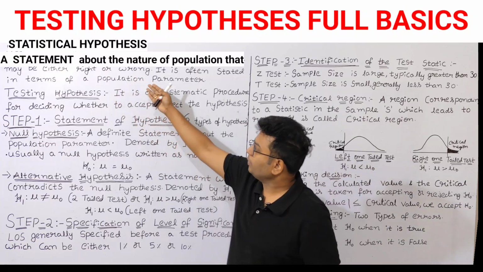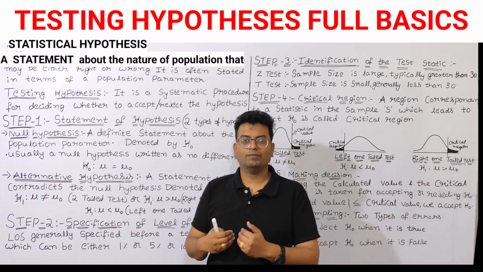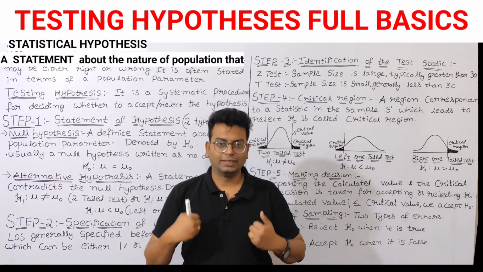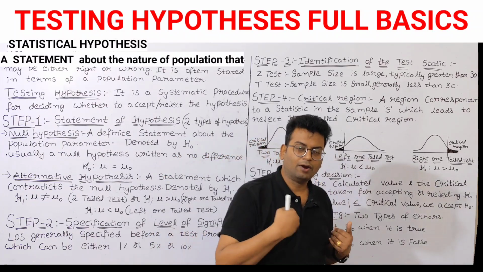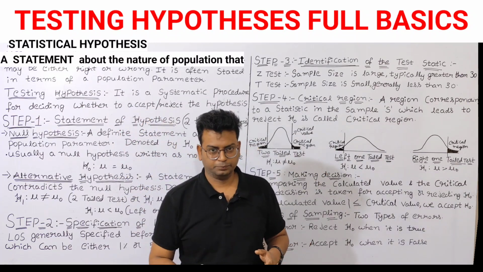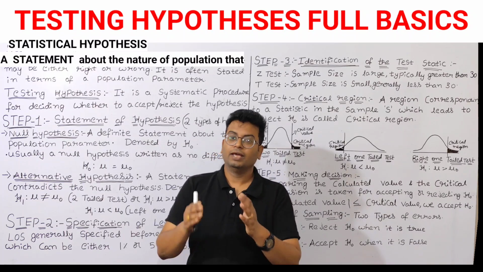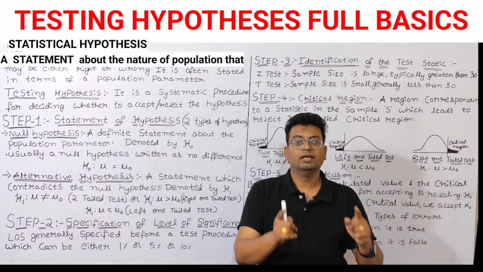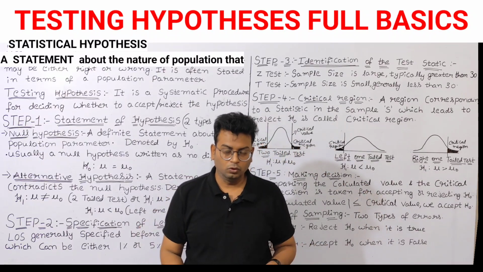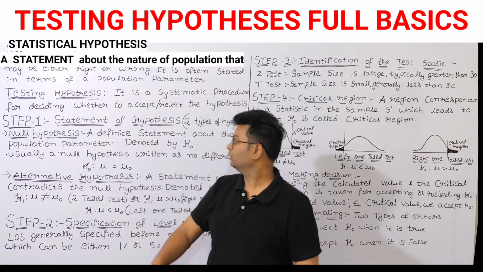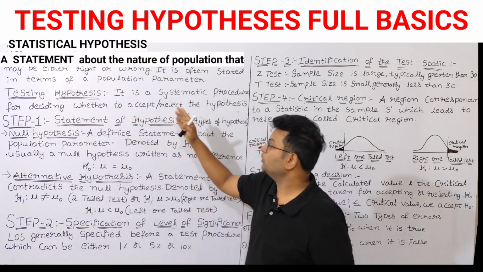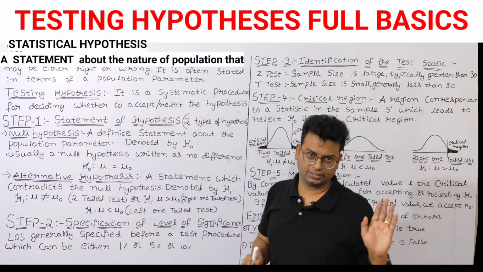Coming to testing hypothesis. Whatever statement is made, or whatever the statistical hypothesis may be, if we want to test it, whether we have to accept it or reject it, then we use a testing hypothesis. Testing hypothesis is nothing but a systematic procedure. It's a process by which we decide, we conclude whether to accept or reject the hypothesis. It is a systematic procedure for deciding whether to accept or reject the hypothesis.